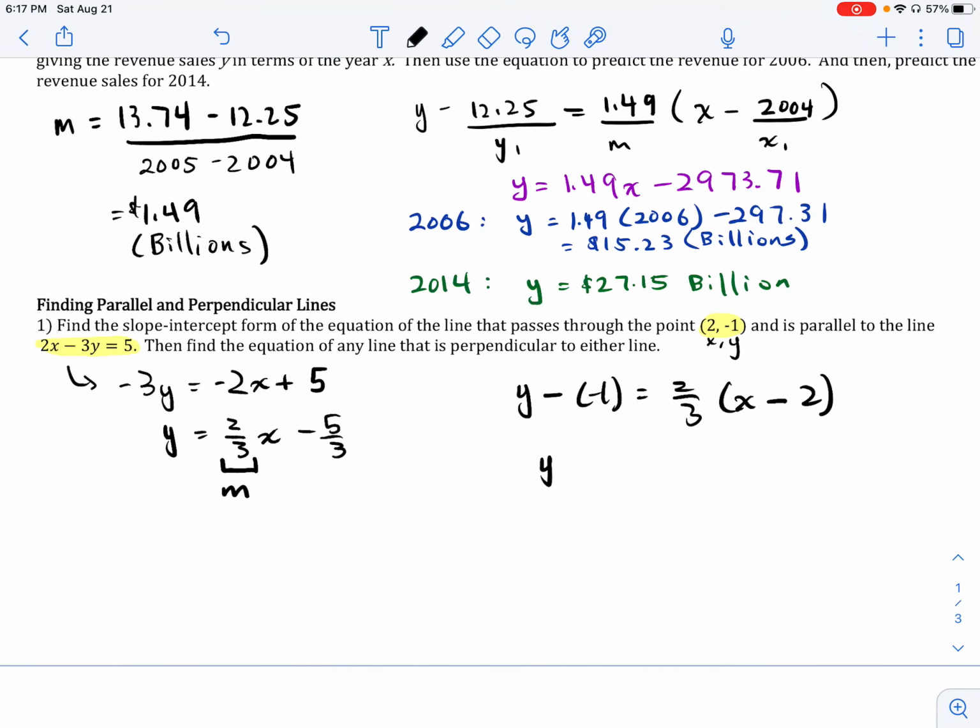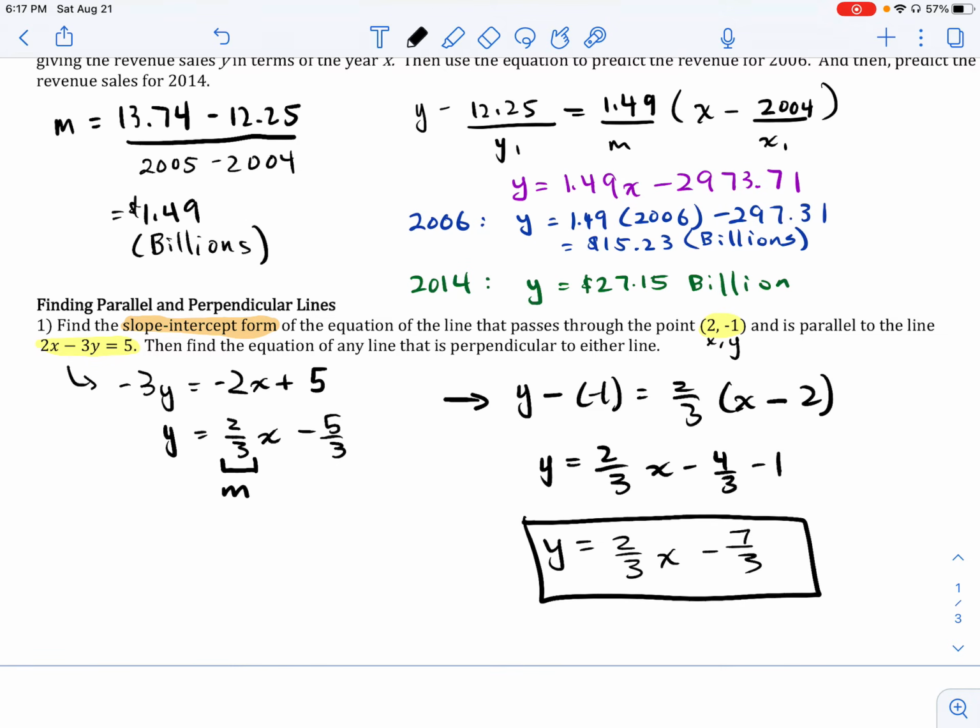And let's just clean this up into slope-intercept form. If we wanted to leave this in point-slope form, this would be totally fine. But we want to write this in slope-intercept form, which is what this problem is asking. So we're just going to use some basic algebra here to clean this up. Minus 4/3. This was going to be +1, so we're going to subtract 1 here. So y is equal to 2/3 x minus 7/3.